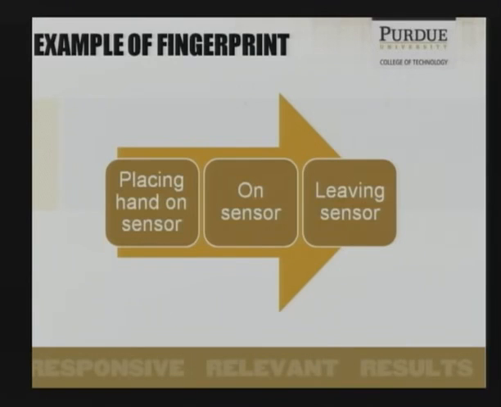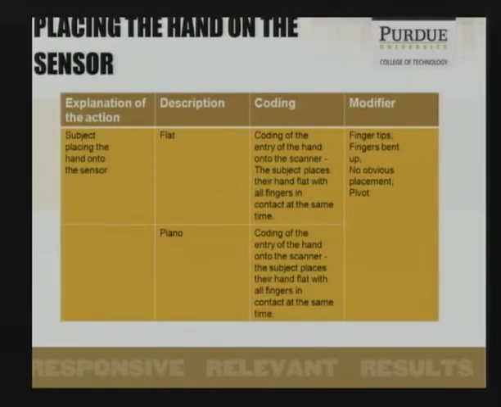So we videotape the interactions of the subjects, and we sit there and watch and code and identify the various aspects of what people can do to then see whether we can intervene in this process. If you place your hand onto the sensor, there are 2 different ways of doing it. You can either place your hand flat like that, so all your fingers land at the same time, or you can do a piano movement. And we see a lot of people go like that. Don't know why, just some people do that.